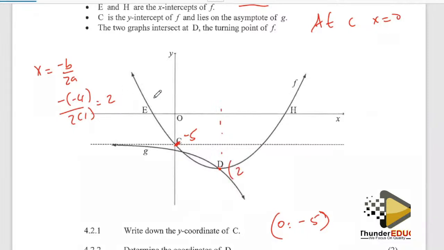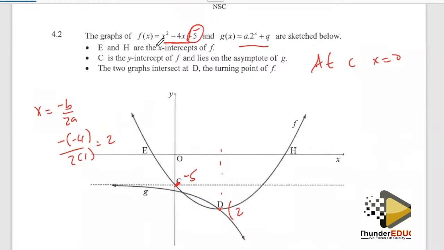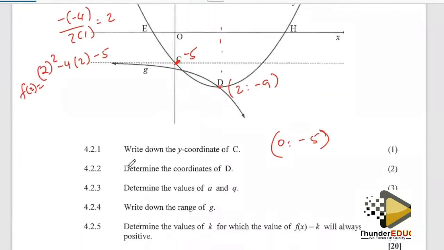Then for us to get the y, we just need to substitute this 2 into the original. So we have 2 squared minus 4 times 2 minus 5. I'm saying f of 2. So this is 4 minus 8, which is -4, minus 5, which is -9. That's what I end up with, -9. So the coordinates of D are 2 and -9.